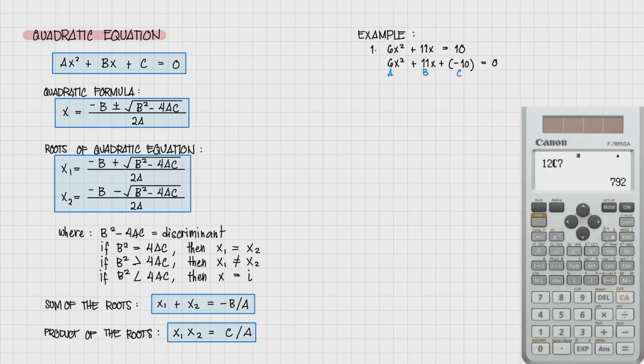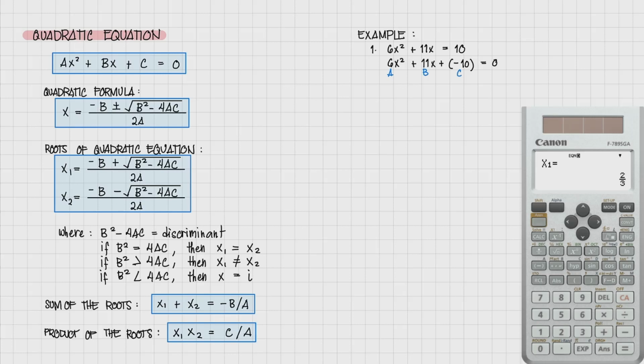So using our calculator, where's our calculator? Here's our calculator. So what you're going to do is you're going to click mode. And then you're going to click 5 for the equation, yung EQN. And then you're going to click down, the arrow down. And then you're going to click 1 for the quadratic equation. And then you're just going to input the values. In this case, yung A natin is 6 equals, B natin is 11 equals, C natin is negative 10. Negative 10 equals. And then press equal.